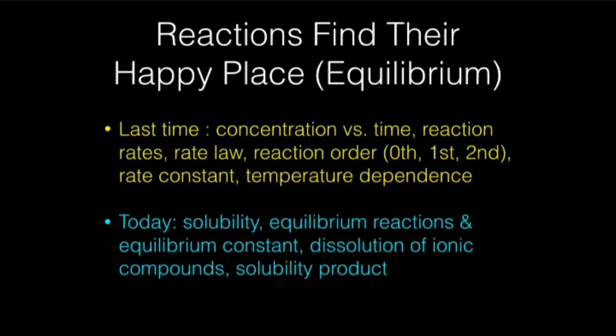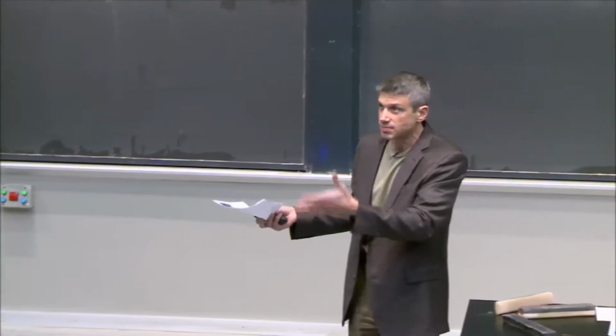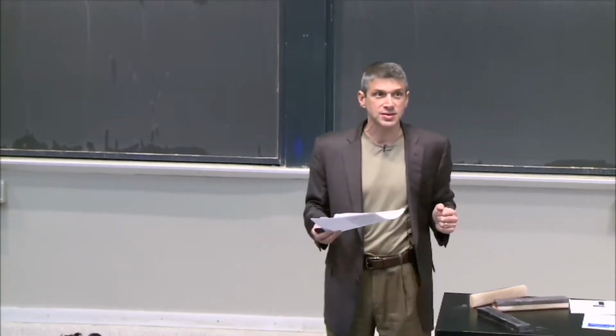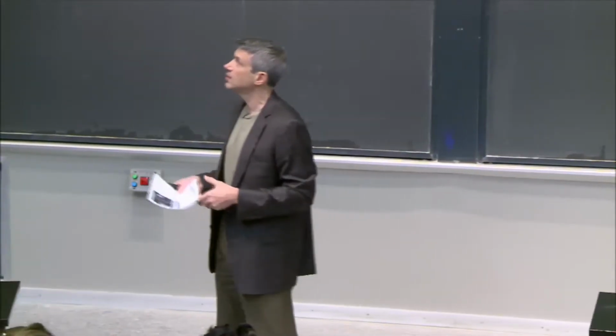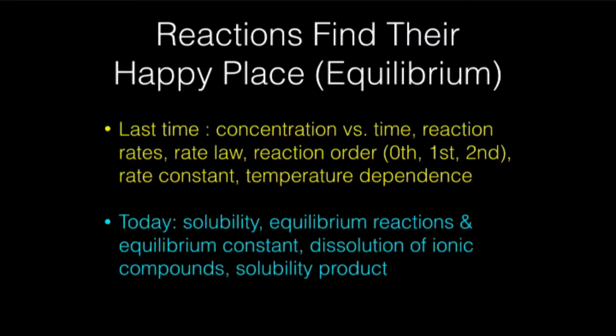So we talked about things that affect the reaction rate, like concentration. Concentration versus time, and how you can measure that, and you can have rate laws based on experimental measurements. And that can tell you the reaction order. We talked about zeroth, first, second order reactions, the rate constant, and then we also talked about the temperature dependence, and at the very end, the role of a catalyst in lowering that activation barrier.